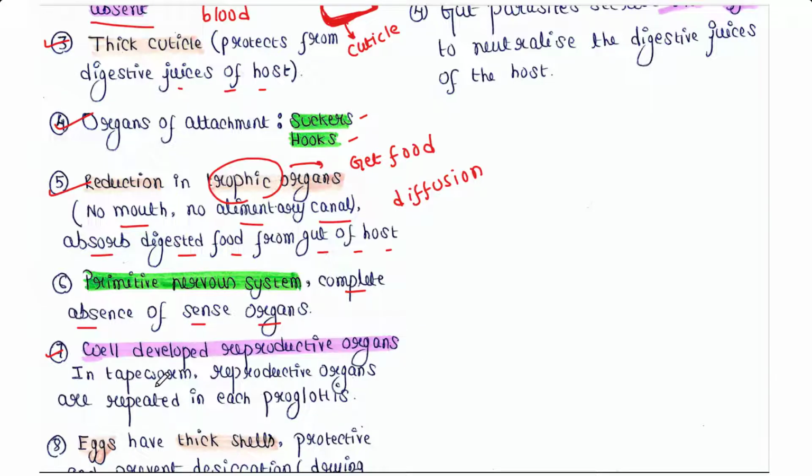Next is in tapeworm, you can see that reproductive organs are repeated in each proglottid. So if this is the tapeworm, these are the segments and each segment is called as proglottid. In each proglottid, you will get reproductive organs like that. That means they have huge number of reproductive organs so that they can spread their generation very quickly.